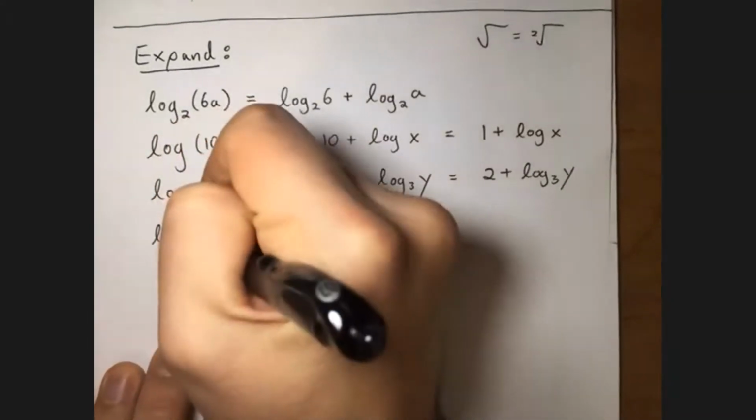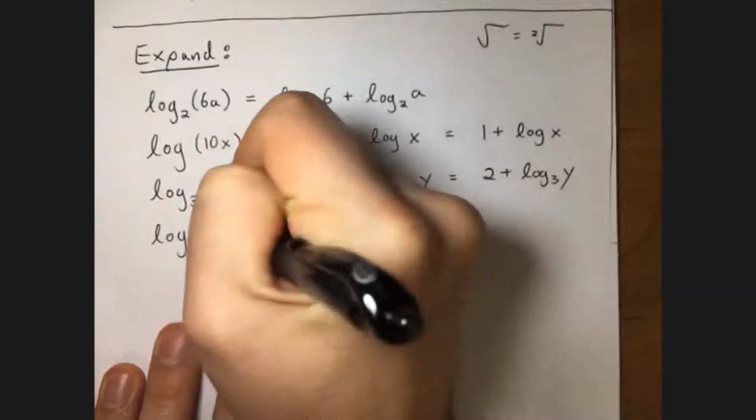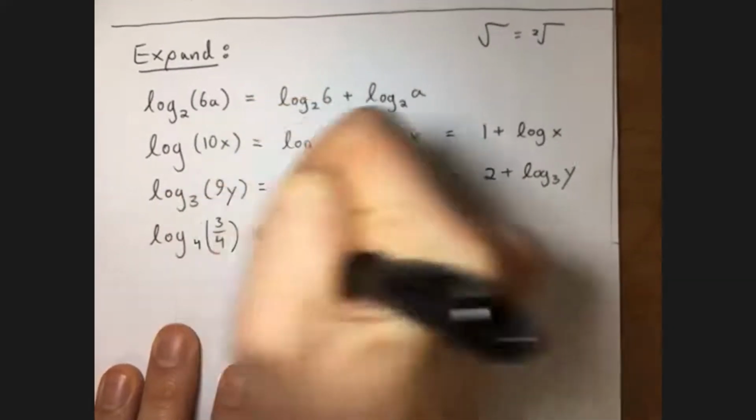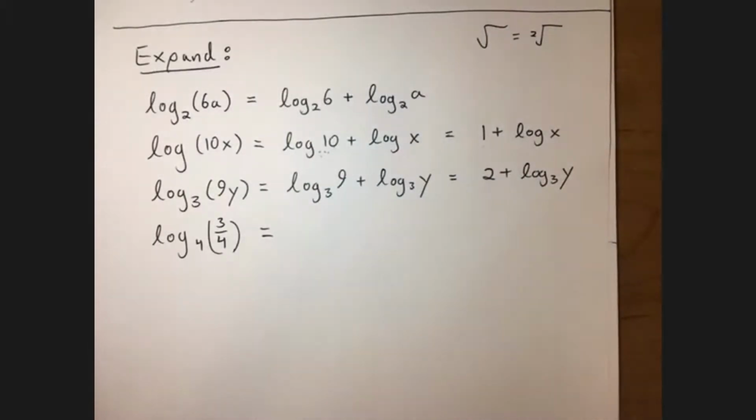Log base 4 of 3/4. What would that be? Well, here we have a quotient. So we'll use the quotient rule. So what does the quotient rule say?